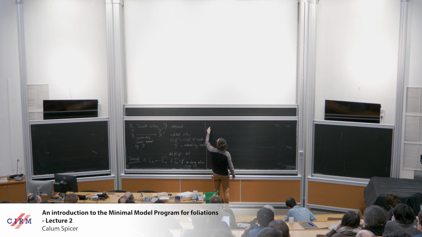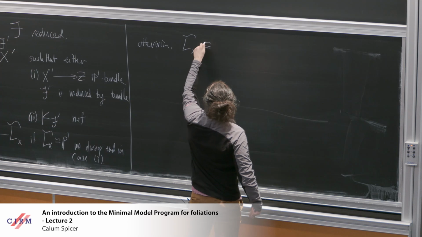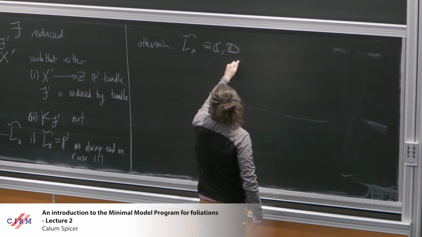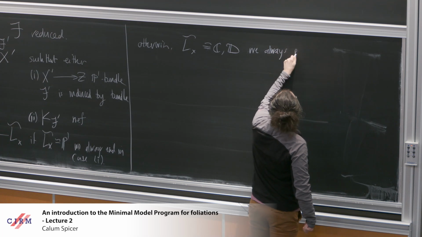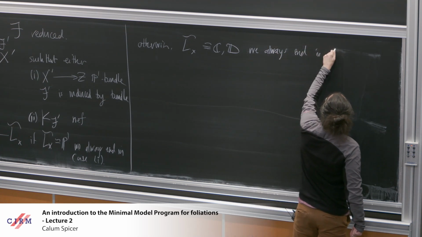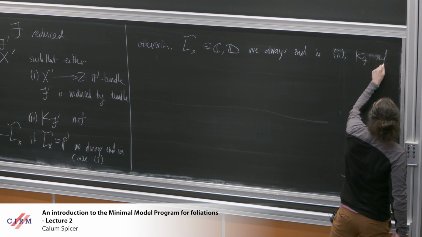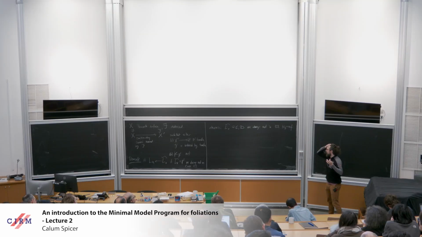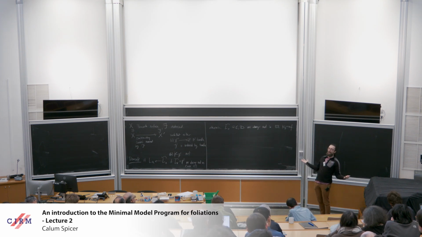And otherwise, so Lx tilde is C, or the disk, we always end in case 2, i.e. KF prime is Nef. So I just mean to say that there's no mystery about how the MMP, how this program will terminate. You know right off the bat, as soon as you look at your foliation, which one you have to end in. Yes?